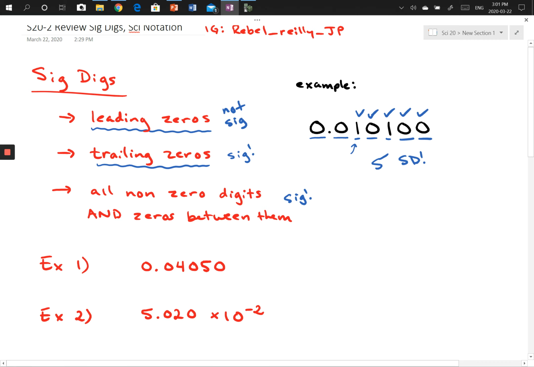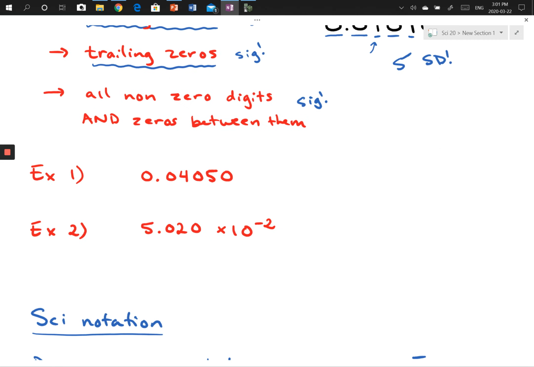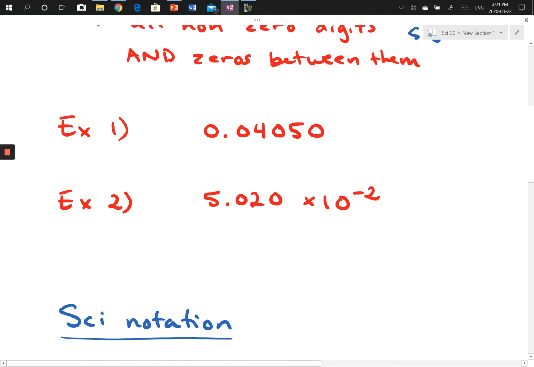Okay, so take a look at this example here. How many sig digs are in each of these numbers? The first one here, I have 0.04050. So I have two leading zeros. Those are not significant. All of my non-zeros are always significant. Any sandwiched zero between non-zeros is significant, and my trailing zeros are significant. So this one has 4 sig digs.